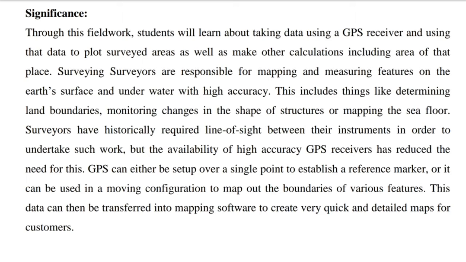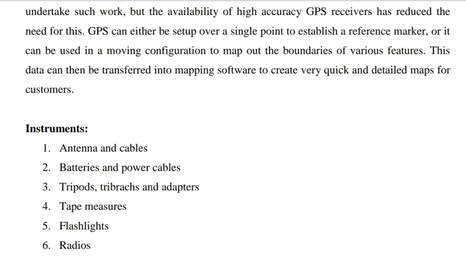Surveyors have historically required line of sight between their instruments in order to undertake such work, but the availability of high accuracy GPS receivers has reduced the need for this. GPS can either be set up over a single point to establish a reference marker, or it can be used in a moving configuration to map out the boundaries of various features. This data can then be transferred into mapping software to create very quick and detailed maps for customers.